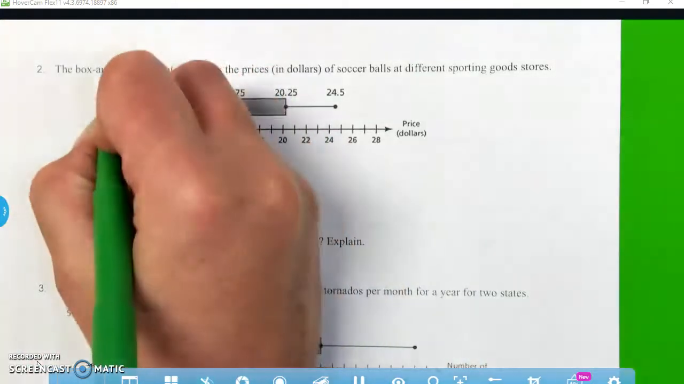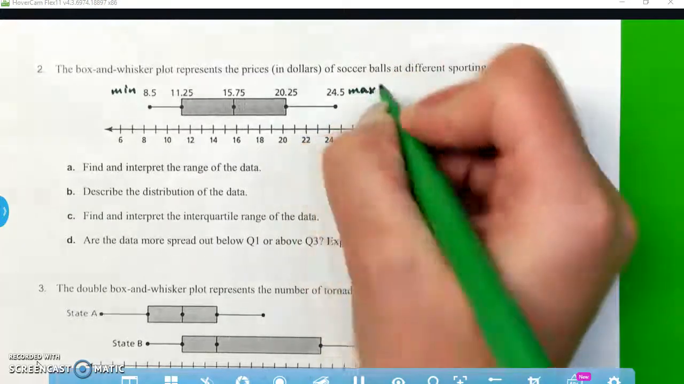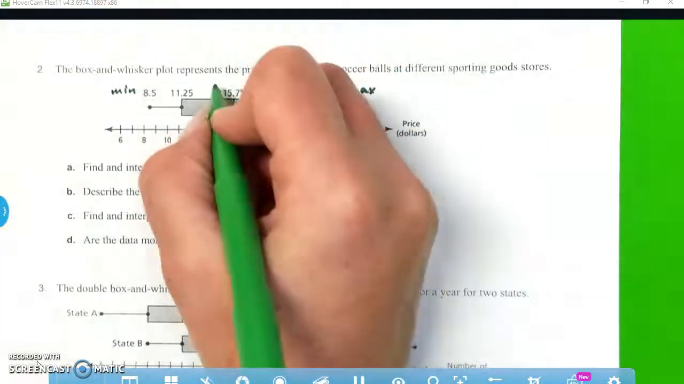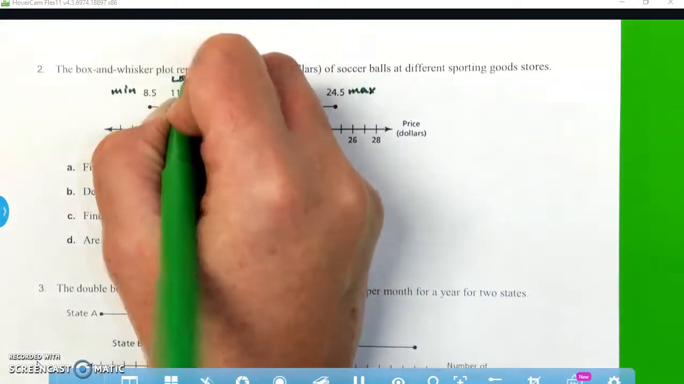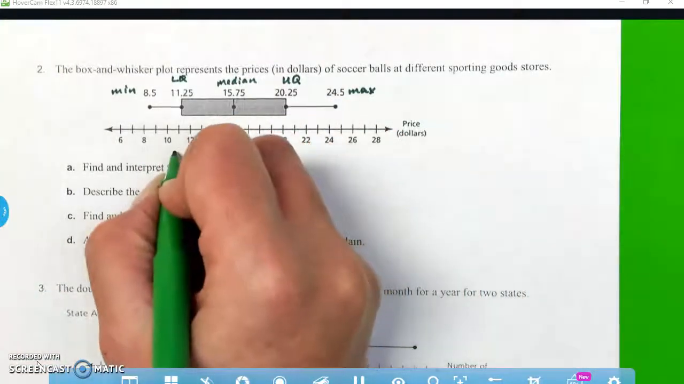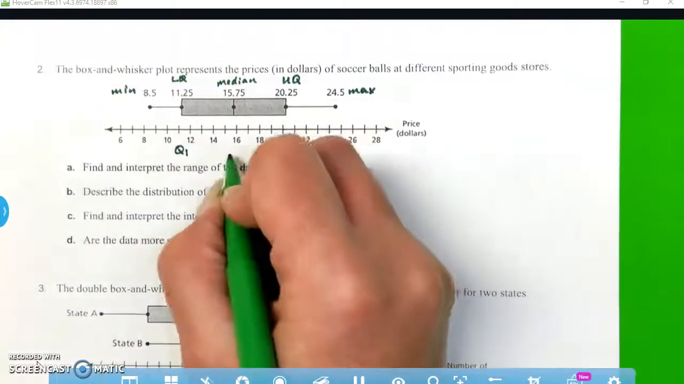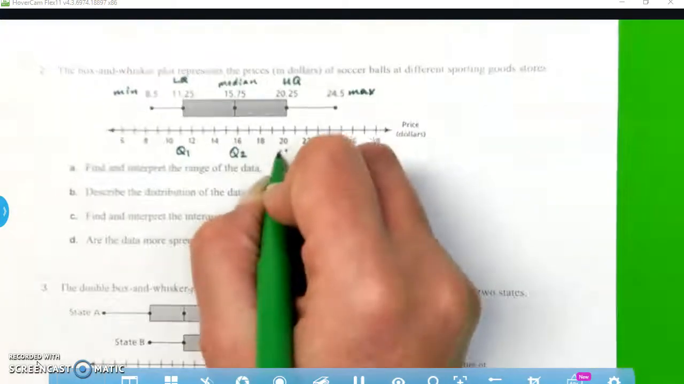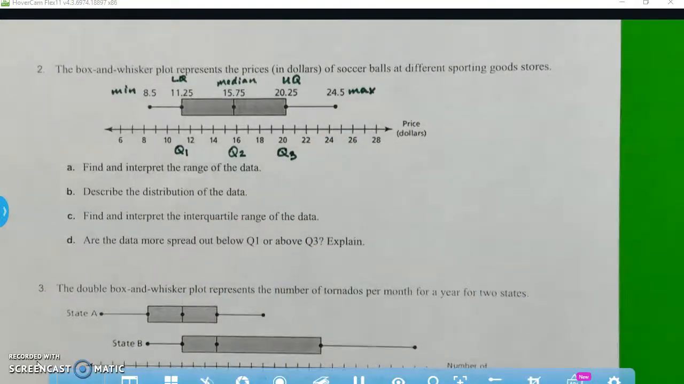A quick reminder for you guys. So this is going to be your minimum data. This is going to be your maximum, median, lower quartile, and upper quartile. Or, I'm going to also write it below, Q1, that would be your Q2, and Q3. So there are all of the possible explanations or labels.